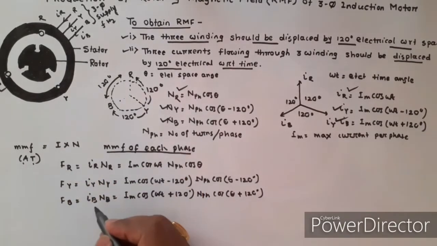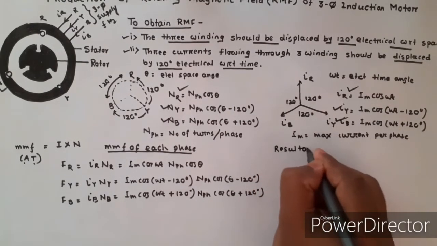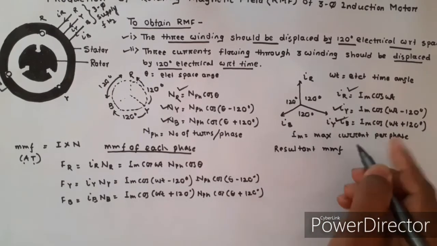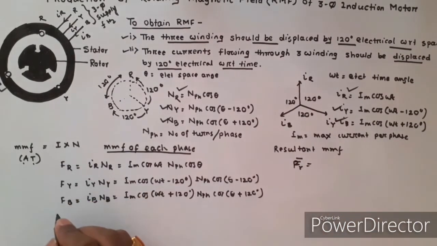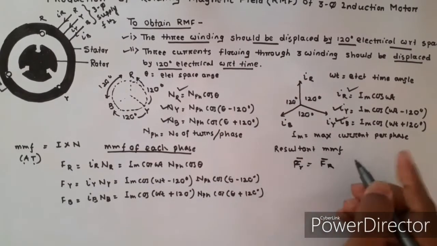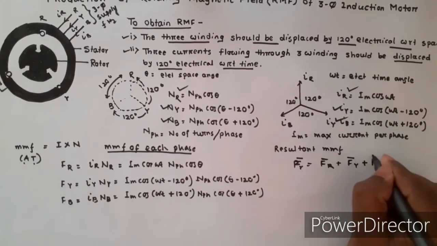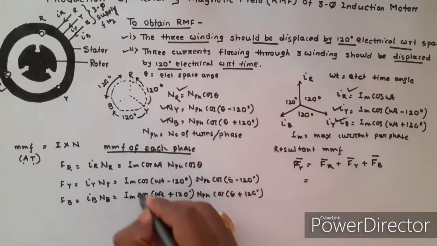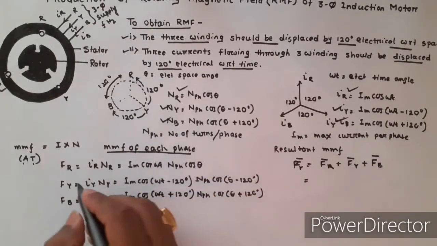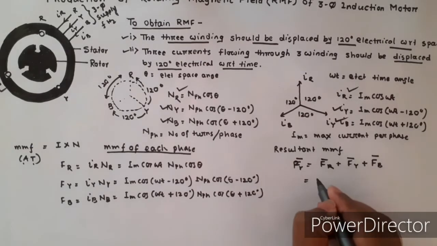Now the resultant MMF due to three phases R, Y, B is calculated by the resultant MMF f of R, which is the phasor sum of the three phase MMFs: f of R phase, Y phase, B phase. If I do the summation of these three, f of R, f of Y, f of B, then I can easily simplify this equation.